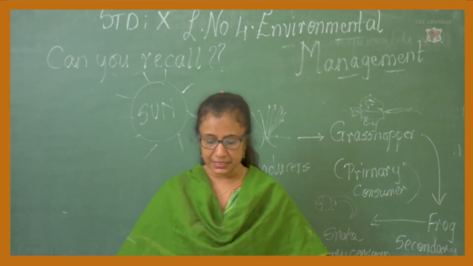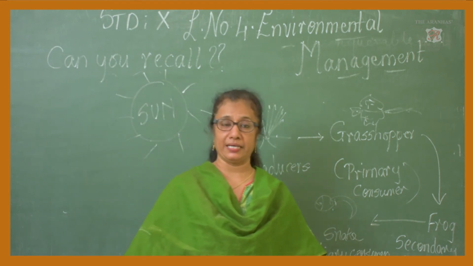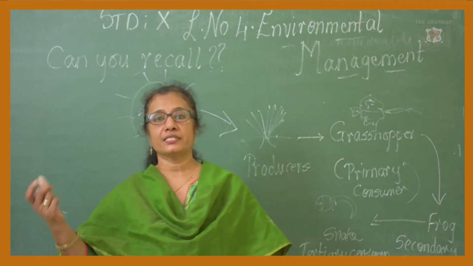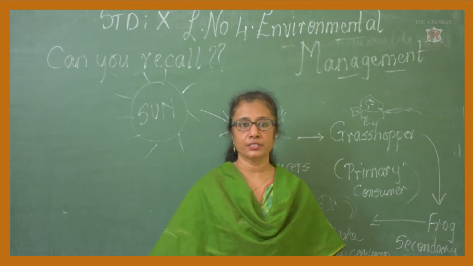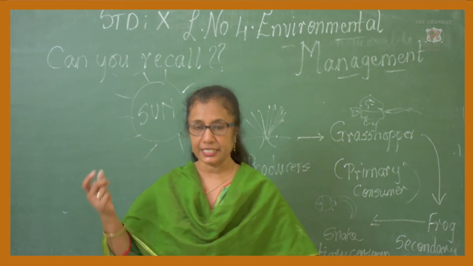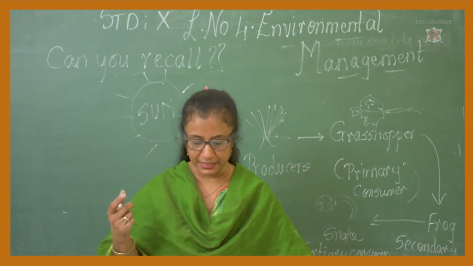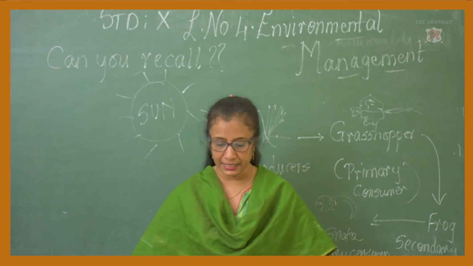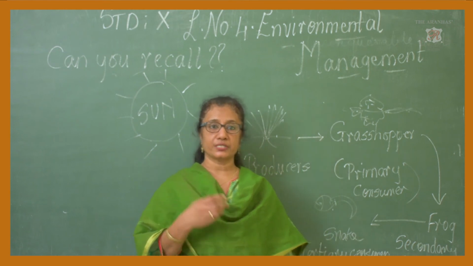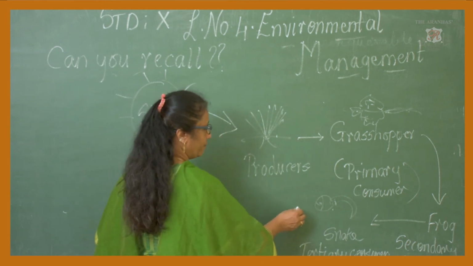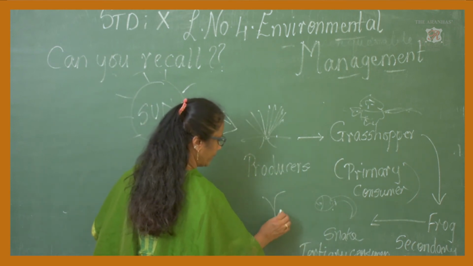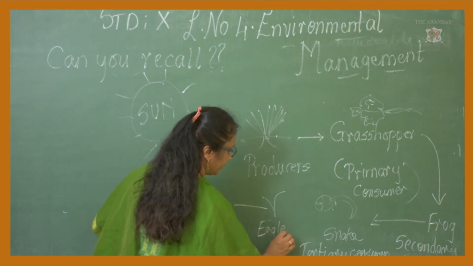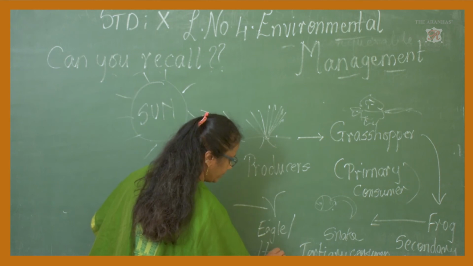Yes, and now the snake is also eaten by some other thing. It is eaten up by, you can say, the eagle or the hawk or the vulture, whatever it is, and hence it becomes the apex consumer. The snake is killed by the eagle or the hawk and it is eaten up.